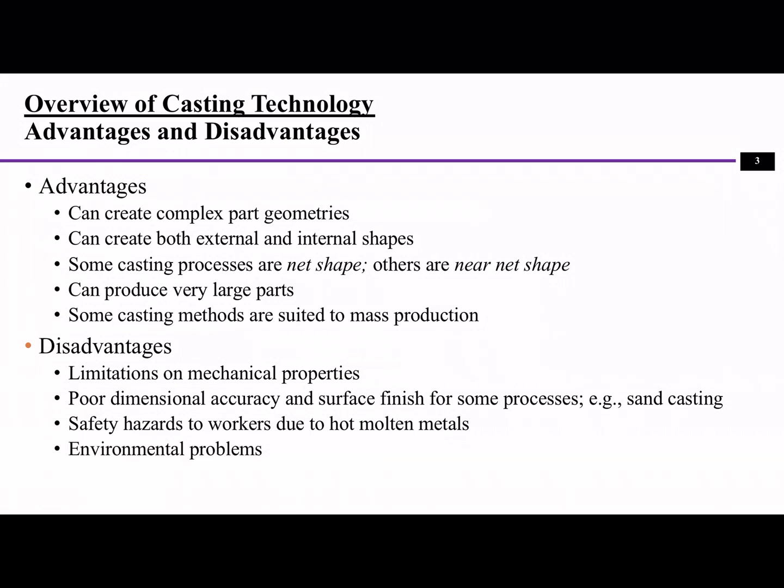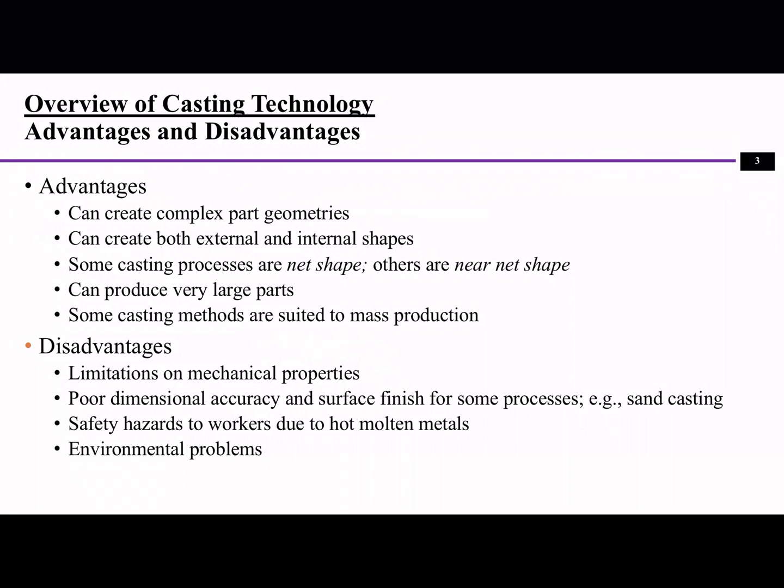All right, so advantages and disadvantages of casting technology. The advantages include that it can create very complex part geometries, as long as we can make the shape, however complex it is. Because of the liquid, it can flow wherever we want, so that's why it can easily make really complex geometries.